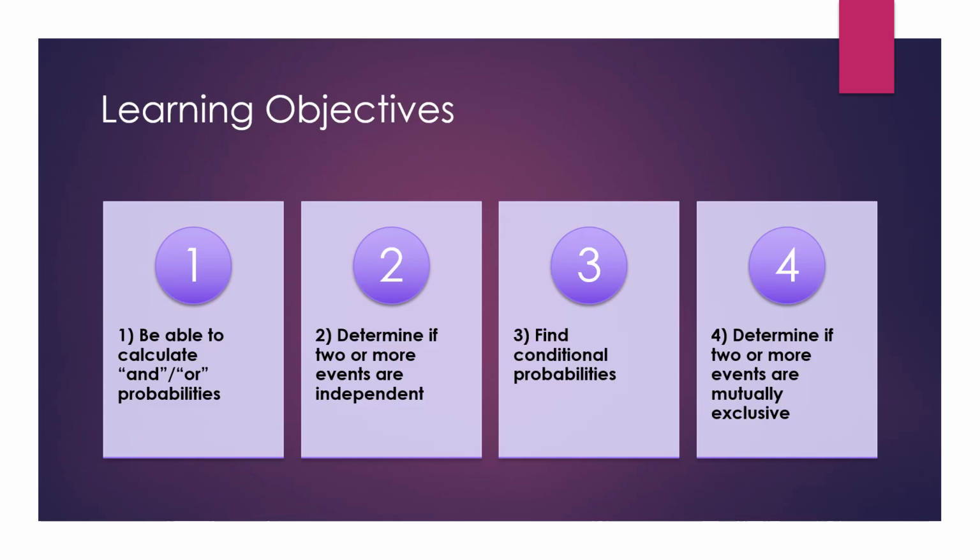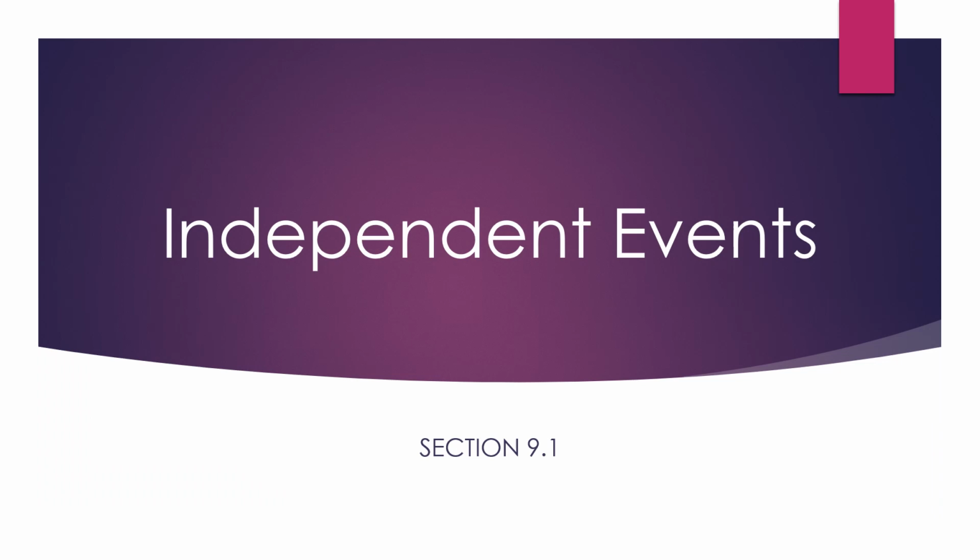In Chapter 9, we're going to learn about probabilities that include the word "and" or the word "or." We're going to determine if two or more events are independent. We're going to find conditional probabilities and determine if two or more events are mutually exclusive. We'll start this lesson with independent events.